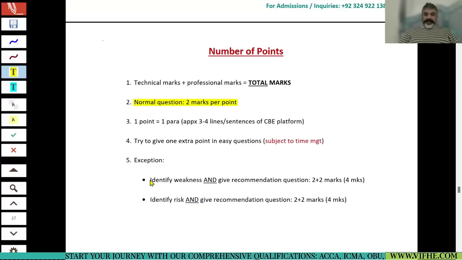You remember there are questions: identify weakness and give recommendation. For this kind of question, we use a tabular format. Remember that many times the examiner will ask you to identify the weakness and give recommendation. So for this kind of question, 2 marks for the weakness and 2 marks for recommendation, right? Because 1 point carries 2 marks.